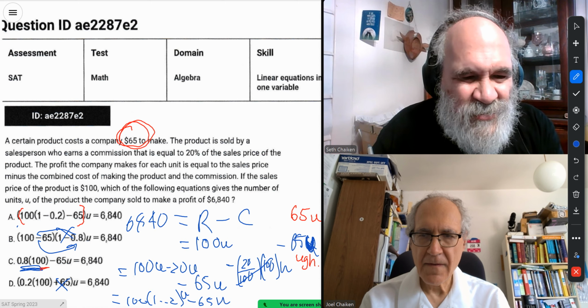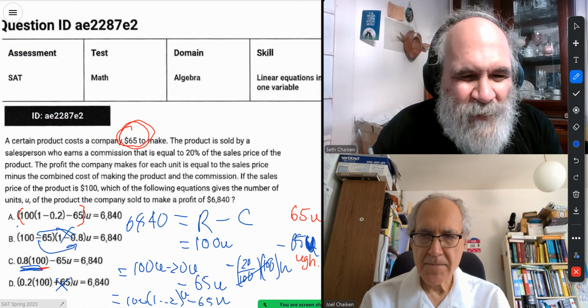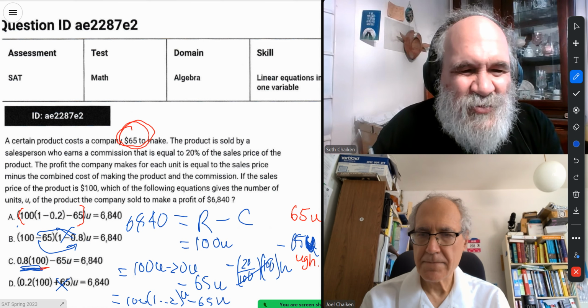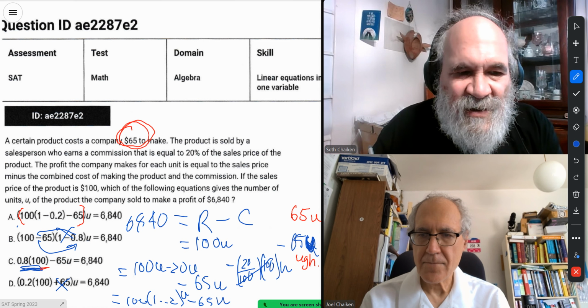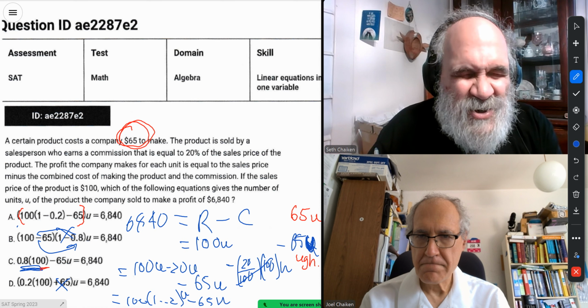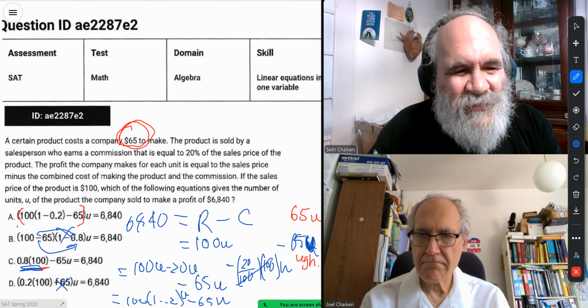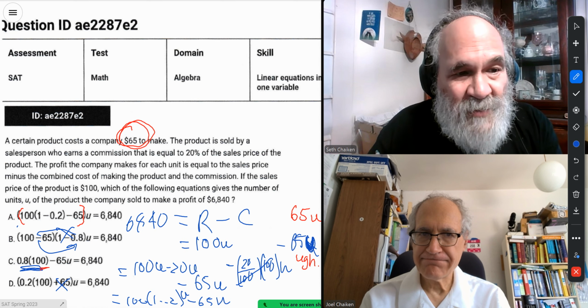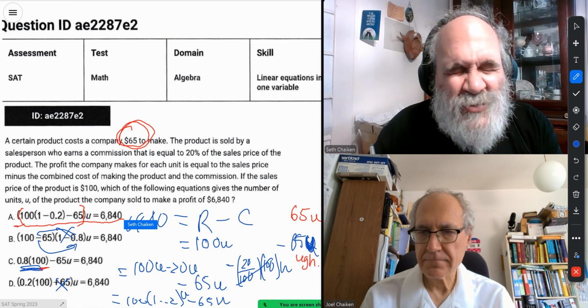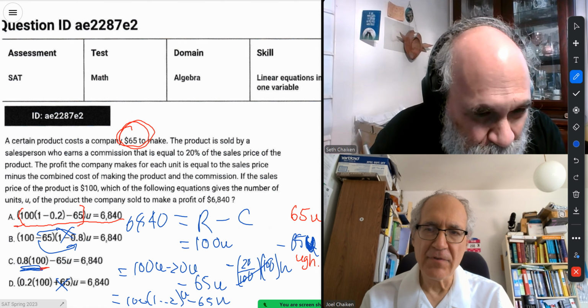So you look at the ones where they multiply by U, and it happens to be the first one. They subtract off 65 because that's the cost per product, and then they add how much the sales price is minus 20%. I'm lucky that the first choice was the correct one. Yeah, right, so that is a really good way of doing it.